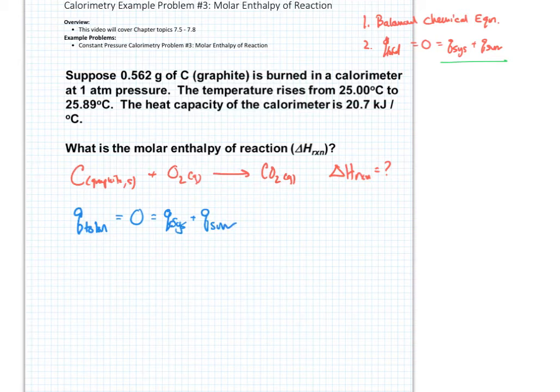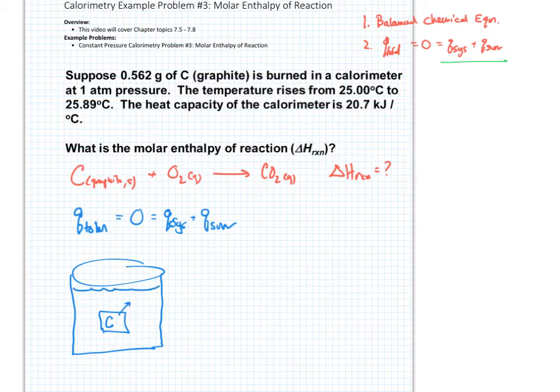And as before, I like drawing a picture of what we've got going on here. So we've got a calorimeter of some sort. Maybe we have some kind of chamber in here. We have our carbon in here, and that's going to burn up. It's going to combust. There's water in the calorimeter. And that is going to give off heat to the calorimeter. So the chemical reaction is going to give off heat to the calorimeter.